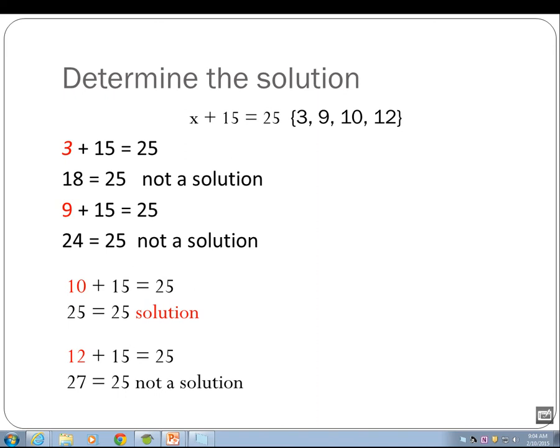Can I say like the not a solution? That's good, because you know that you're answering the question, is it a solution or not? Okay.